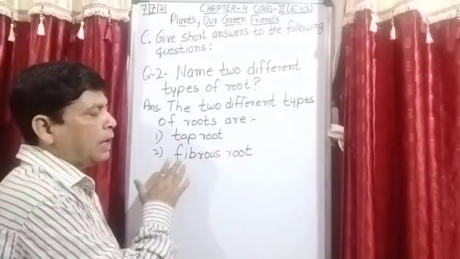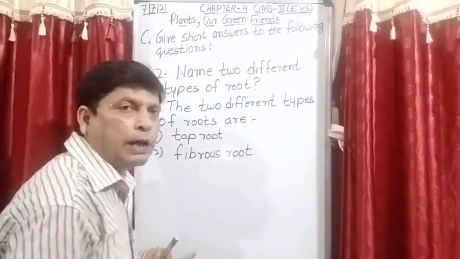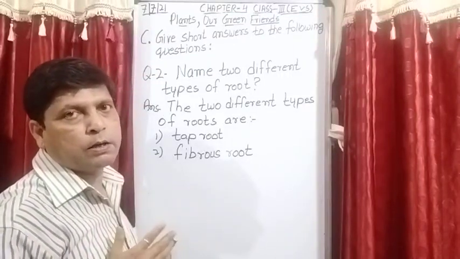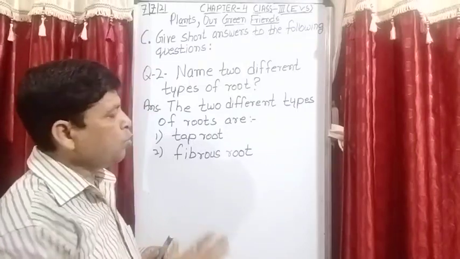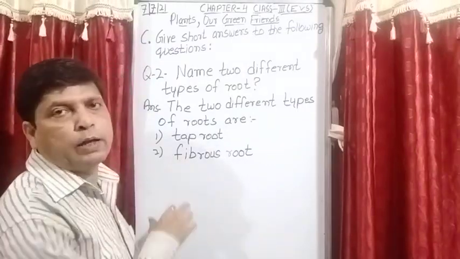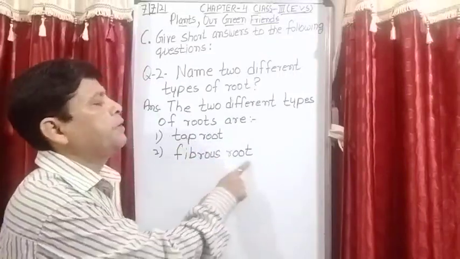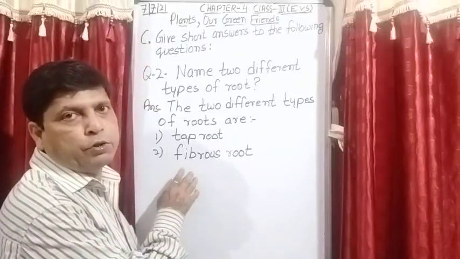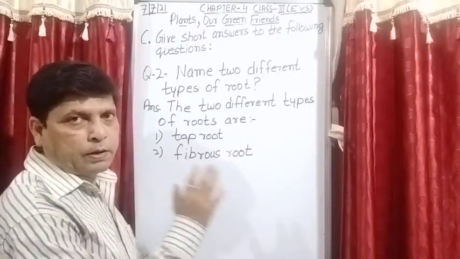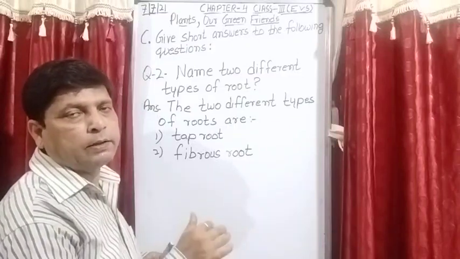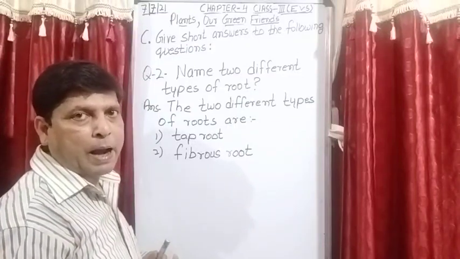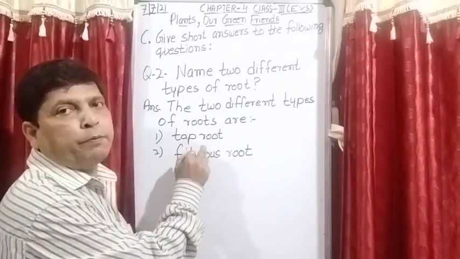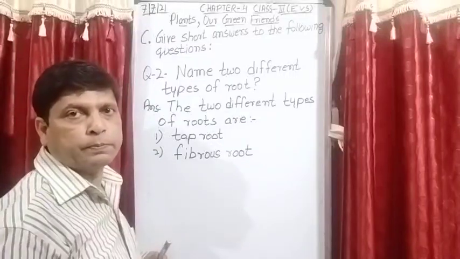In your interleaved copy, on one side there are lines where you write the question answers, and one side is blank. So on that side you draw the diagram of a tap root and fibrous root. You will write the answer on the right side, and on the left page which is blank, you will draw the diagram of a tap root and fibrous root.